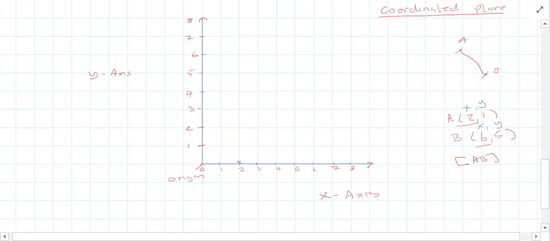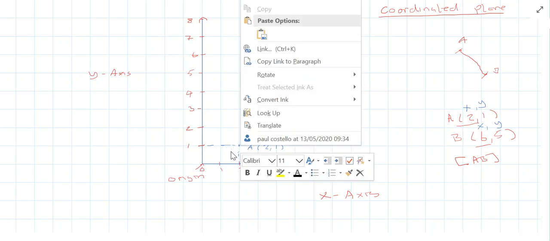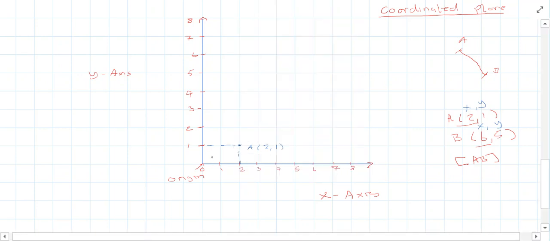So it's 2 on the x-axis, and then it's 1 on the y-axis. So it's going to be here. See the way you're going up, so it's going to be here. So this is point A, and its coordinates are 2 and 1. So that's point A. We can just put it in like so.